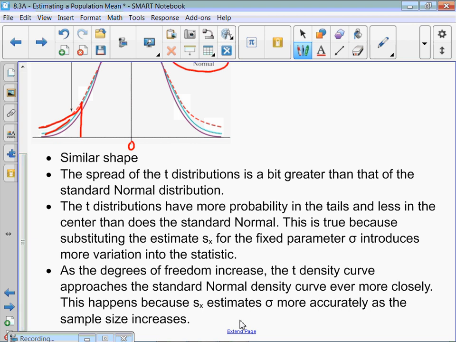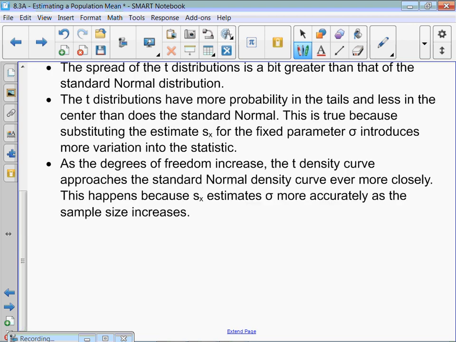Another important thing to note, as the degrees of freedom increases, so as your sample size increases for your t-distribution, it's going to get closer and closer to the normal curve. So the more people we have in the sample, our s sub x is going to better estimate sigma. Some of you may want to write a couple notes down about this. You got a few things? Okay.